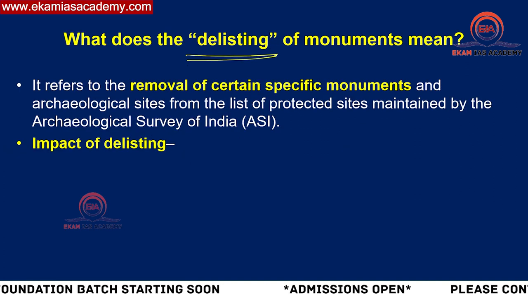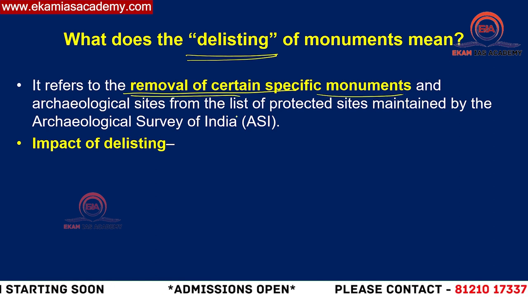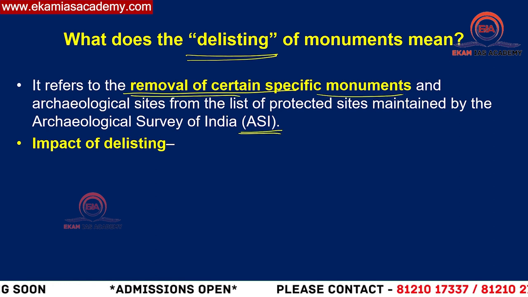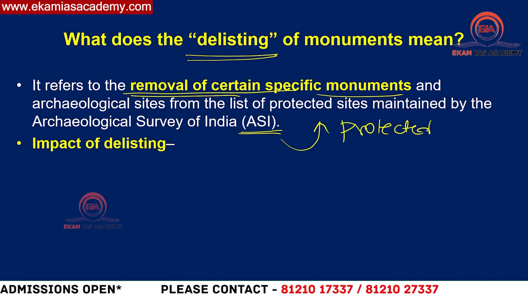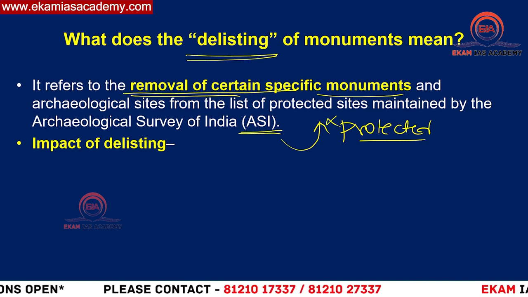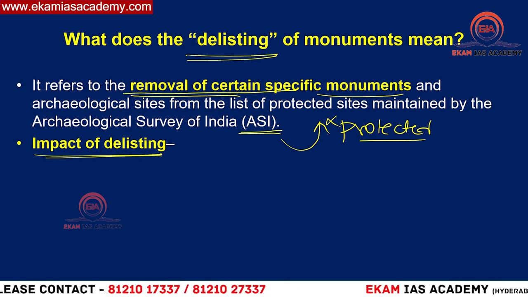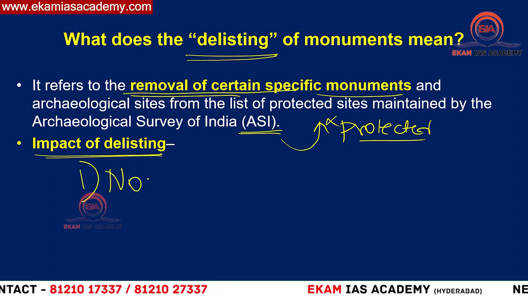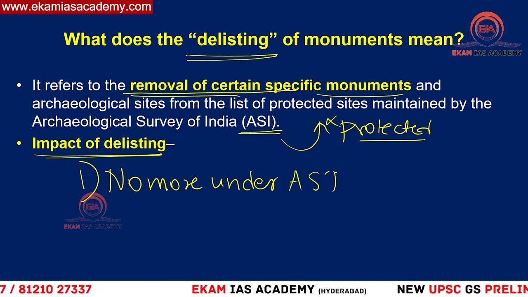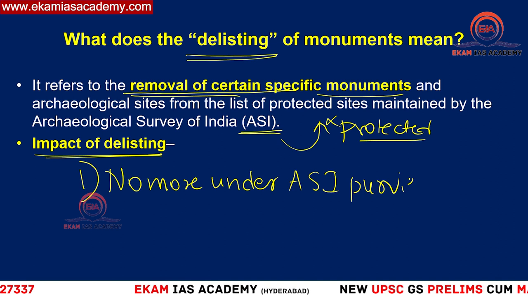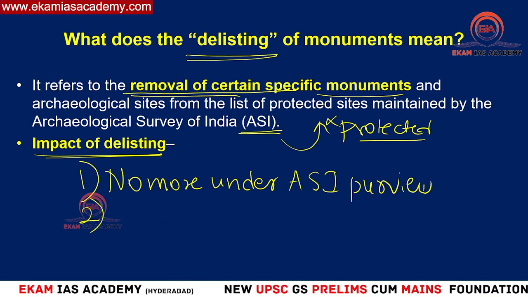So we'll understand what is the meaning of the word delisting. Delisting means now they're removing them from the specific monuments list which is maintained by the Archaeological Survey, so that they're not going to be protected monuments any more. So this is the first thing. If they're not registered or maintained as protected monuments, what will be the impact? First thing is, they will no more come under ASI purview. Archaeological Survey will not supervise or monitor these monuments anymore. So this is the first impact of this delisting.